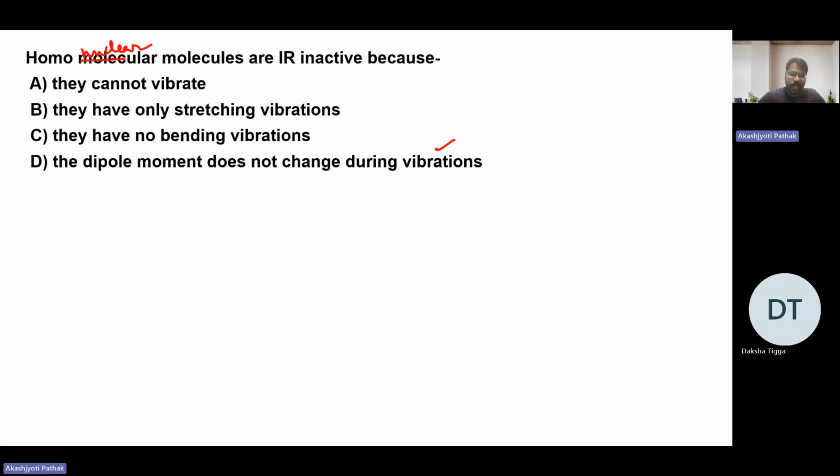So for carbon dioxide, what will be the number of vibrational frequencies? You can apply the formula 3n minus 5. How many atoms are present in carbon dioxide? It is 3. It has one carbon atom and two oxygen atoms. And we know that the carbon dioxide molecule is linear.